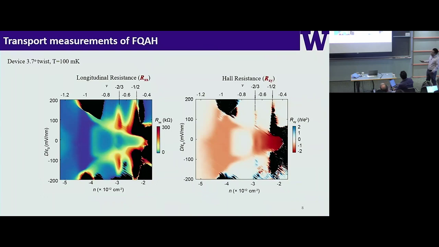The other interesting feature I want to point out is that if you go around this vertical axis, once you apply the electric field, you see sharp transitions from a nearly vanishing Rxx to a very large Rxx. That highlights the phase transitions from the quantum anomalous Hall state to a Mott insulator state. A similar transition can be observed in the fractional state and also at the putative CFL state. So this highlights these electric field-induced phase transitions.